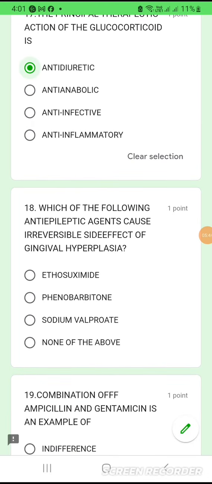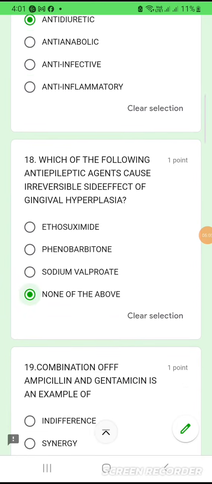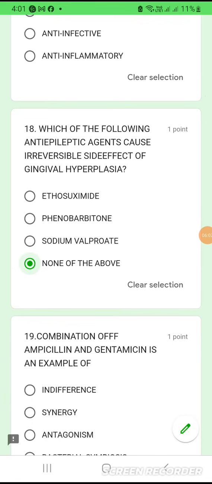18th question, which of the following antiepileptic agents cause irreversible side effect of gingival hyperplasia? Whether ethosuximide causes gingival hyperplasia, phenobarbital, sodium valproate, or none of the above. None of the above, okay, is the answer. Fourth one, none of them causes irreversible side effect.